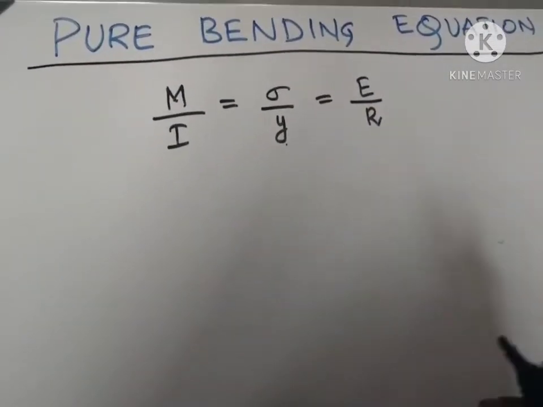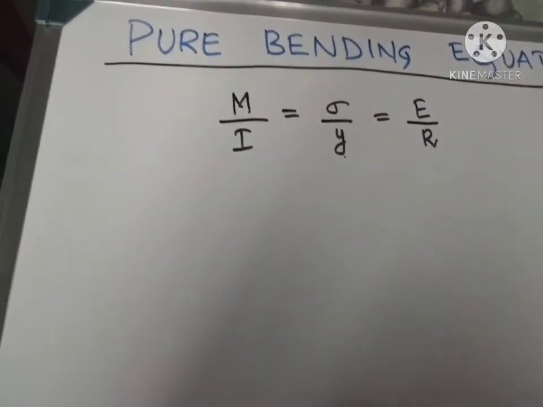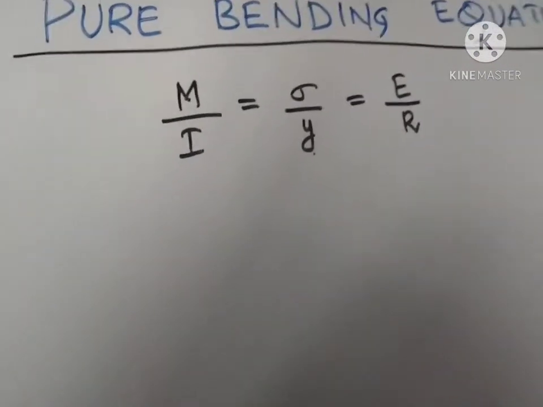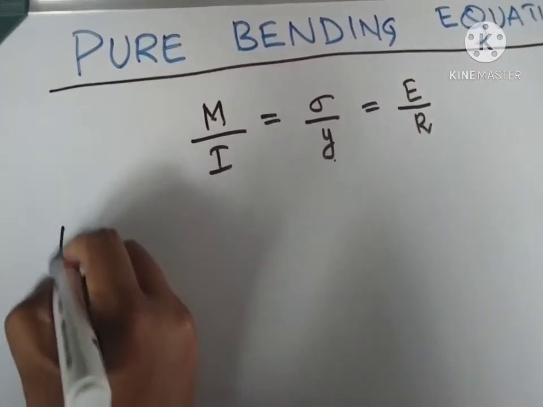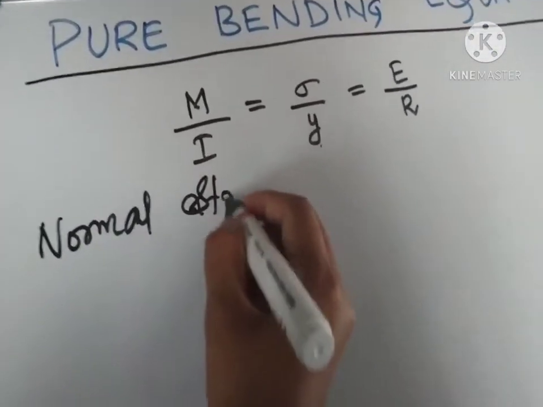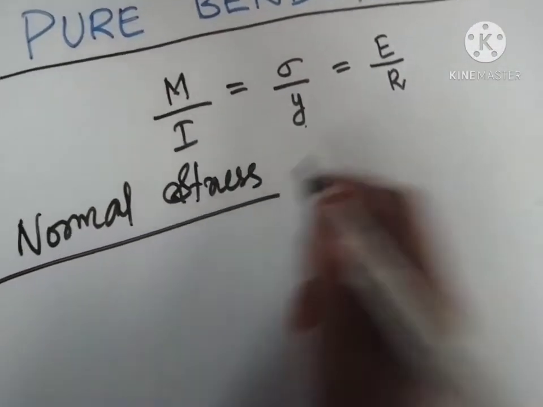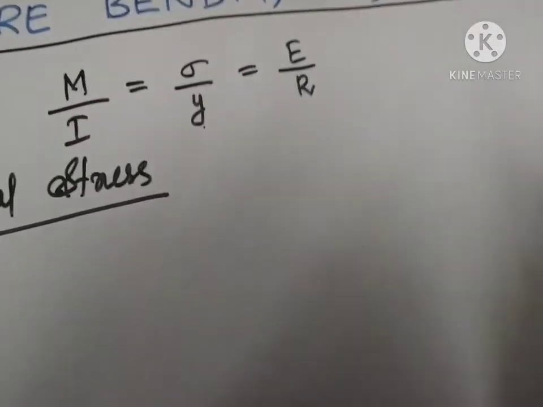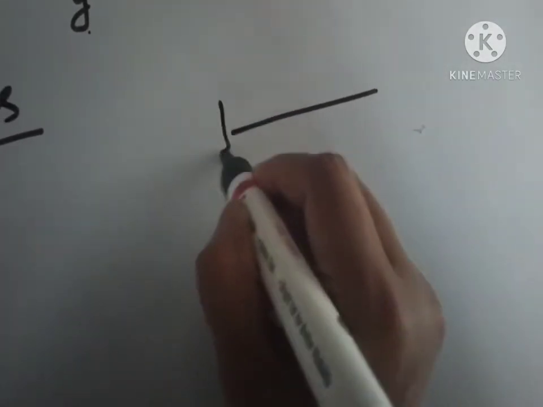Now we'll see a portion of the beam. So first we'll find out an expression for normal stress in the beam. In order to find out an expression for normal stress, we need to consider a portion of a beam. Suppose this is a portion of a beam.